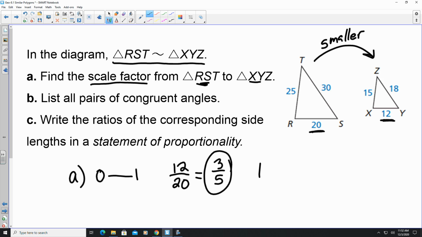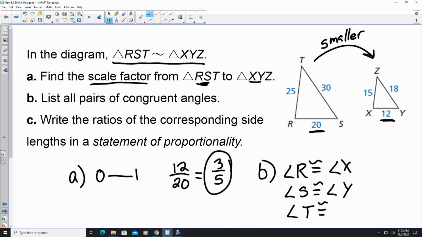Now for B, it just says make a list of all congruent angles. So I look at, first off, angle R. That is going to be congruent with angle X because it's the first letter in the statement in both triangles. Next, angle S is going to be congruent to angle Y. And then finally, to finish up, angle T is going to be congruent to angle Z. So it's just in the order.